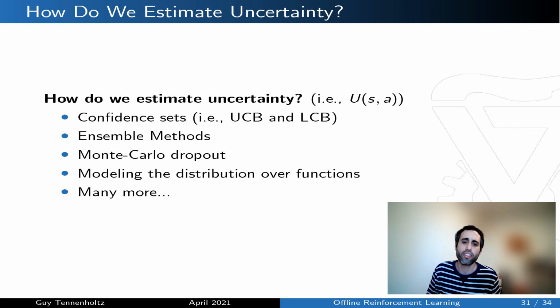How can we estimate it? So we could use confidence sets like UCB, LCB, ensemble methods, Monte Carlo dropout. We could model the distribution over the functions. For example, in variational autoencoders, the variance of the output could measure our uncertainty, and there are many more ways. This is a hard problem and an open question of how to measure uncertainty. But once we're able to do this, we can stay far away or give a negative reward whenever we're too close to areas of high uncertainty.